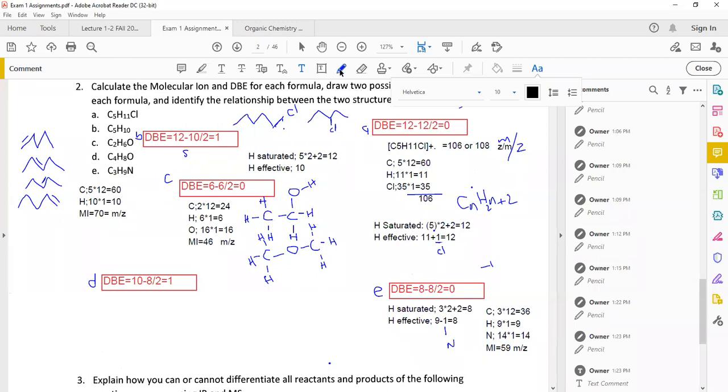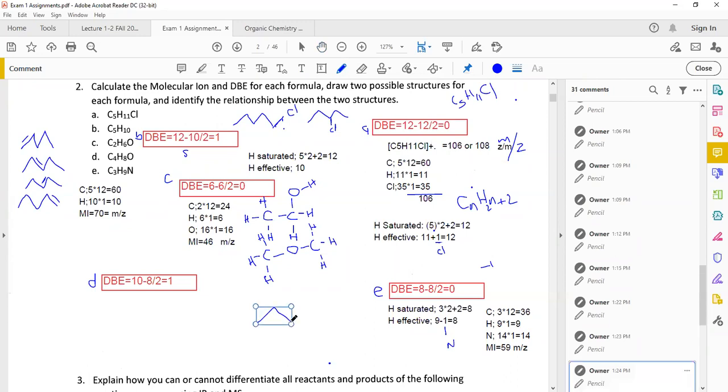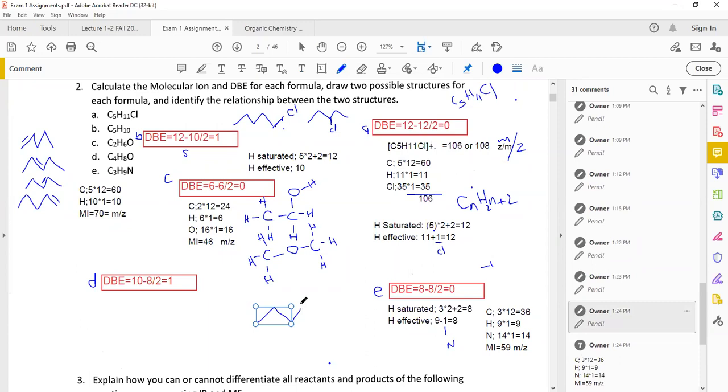Then I need to do the drawing. For doing the drawing, we have 3 carbons, so 1, 2, 3. At some point, I have a nitrogen on it, so I need to put the nitrogen here. What happened? The nitrogen needs to have 2 electrons more for sharing, so I need to have hydrogen here. So I have 2 already. Then I have 3 here. Remember, this is a CH3. Then I have 2 and 2, so 2, 4, 6, and 3, it will be 9, okay?